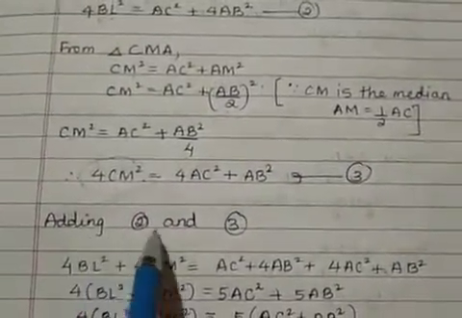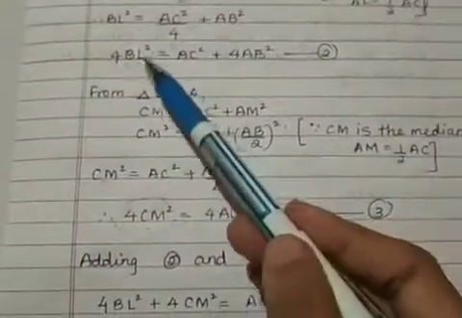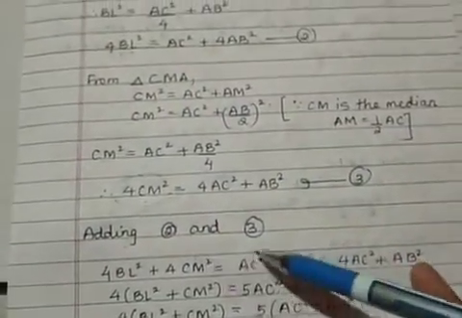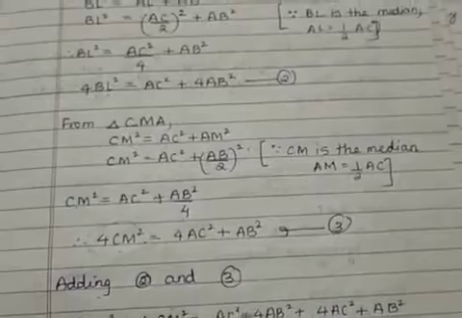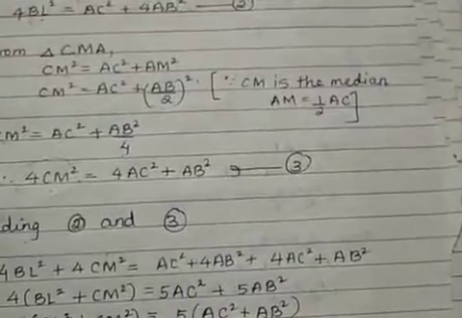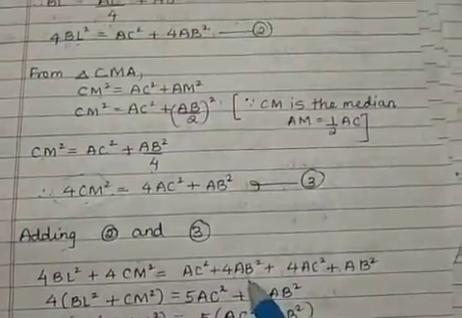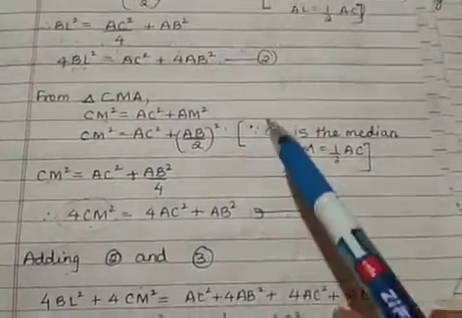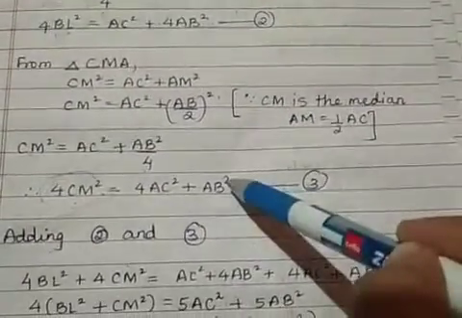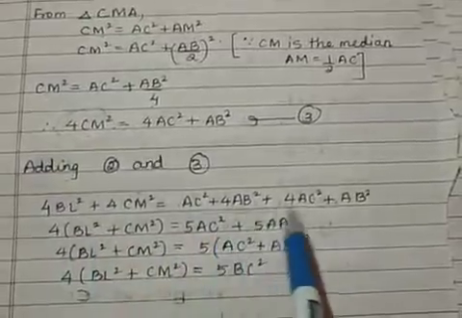So on adding 2 and 3 we get here on the left hand side 4BL square plus 4CM square is equal to, on the right hand side we have AC square plus 4AB square, plus here again you have 4AC square plus AB square from here. Okay, so this is what we get here.